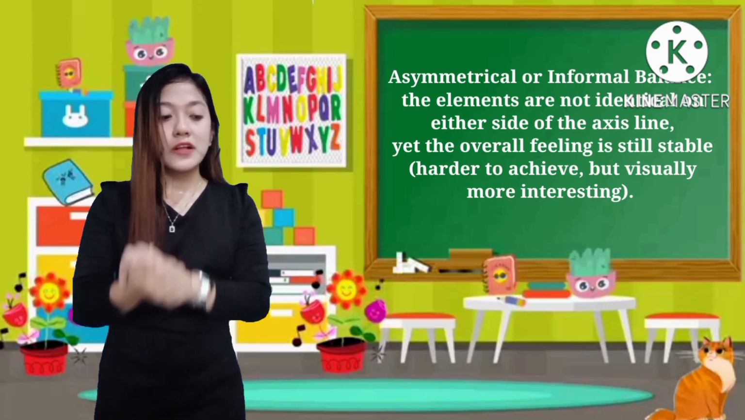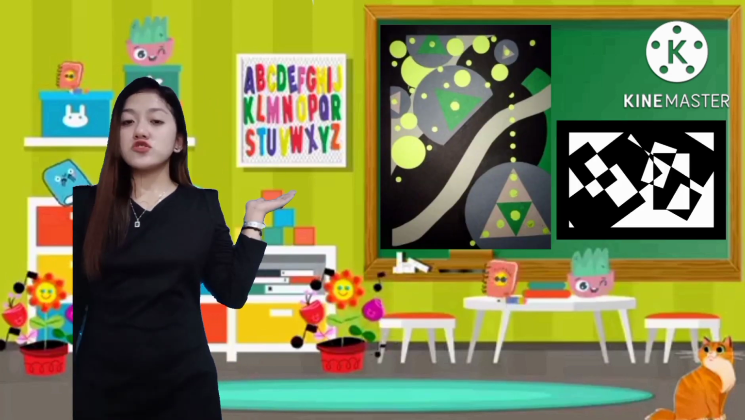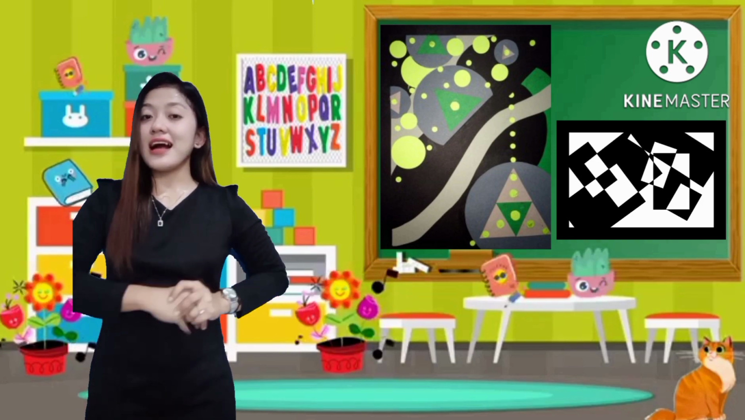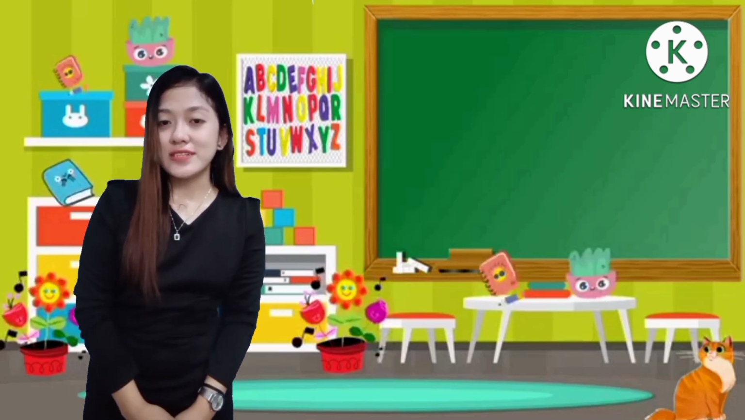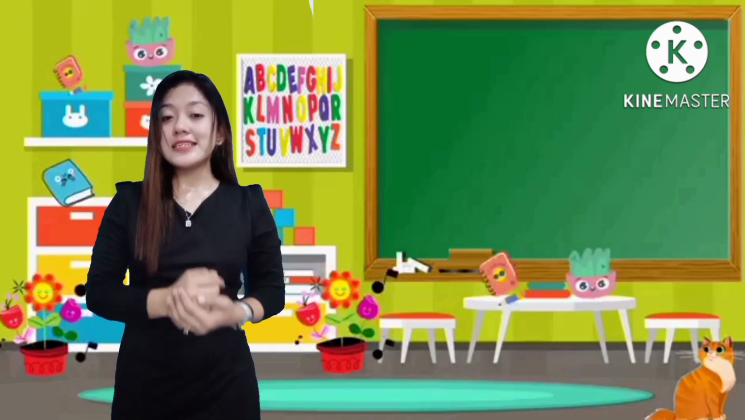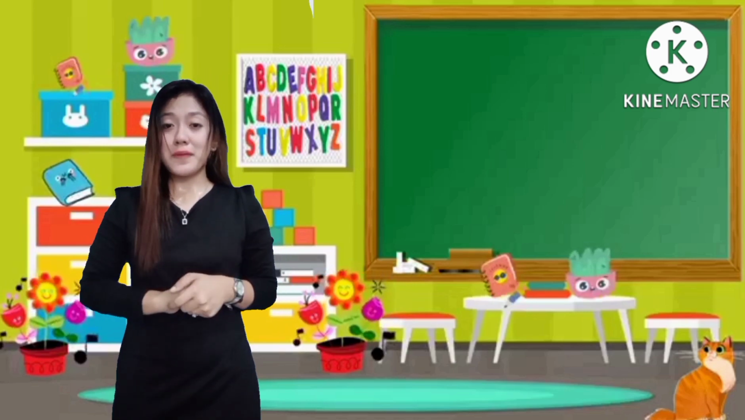Harder to achieve, but visually more interesting. So, look at the pictures, and these are the examples of asymmetrical balance. Is it understood? Yes, po, teacher. Very good. Now, did you all understand the definition of symmetrical and asymmetrical balance, class?